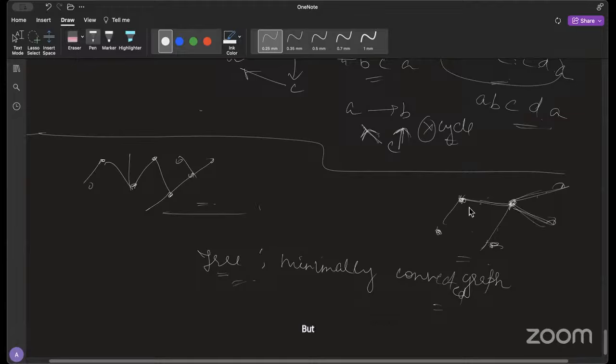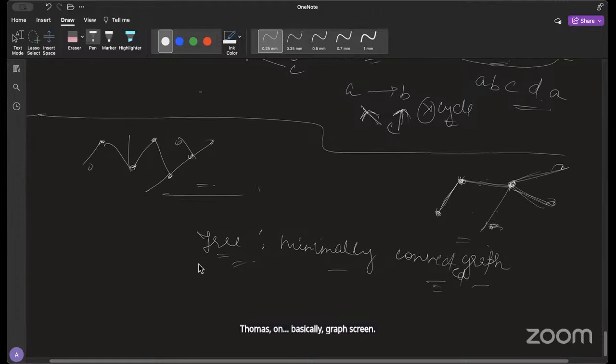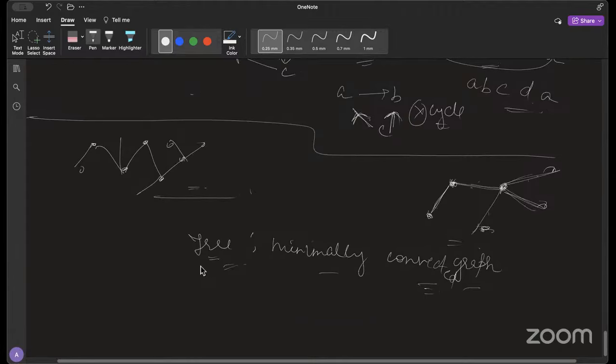Madam, the tree will have the edges and vertices together, right? Yeah, this entire thing is called a tree. The graph is called the tree. A minimally connected graph. Are all acyclic graphs trees? Yeah, acyclic graphs are trees.